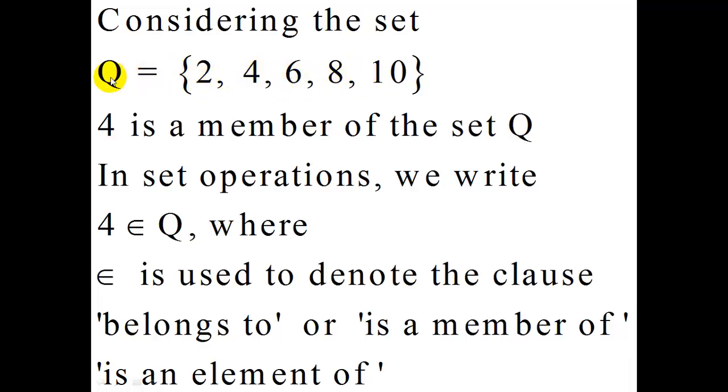Now, when we look at the set Q, we can see that 4 is a member of the set Q. In set operations, we write 4 belongs to Q, where this symbol is used to denote the clause belongs to, or is a member of, or is an element of. So because 4 is a member of the set Q, we say that 4 belongs to Q, or 4 is an element of Q, or 4 is a member of Q.